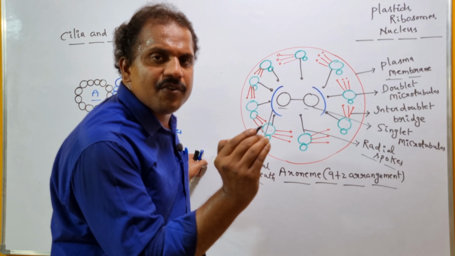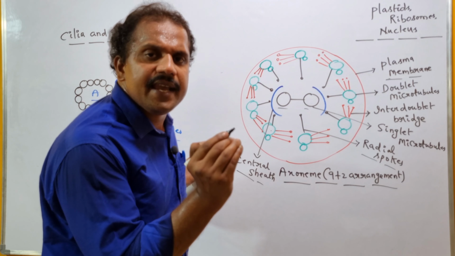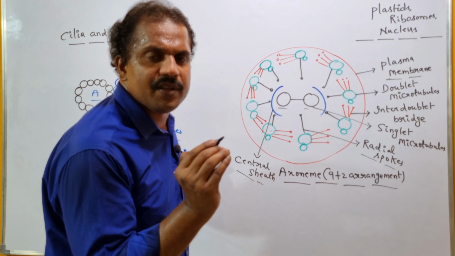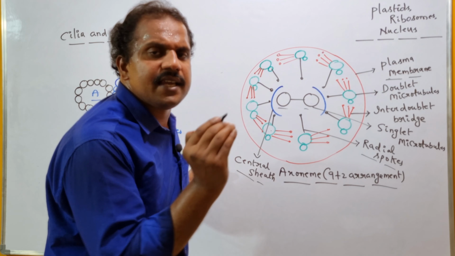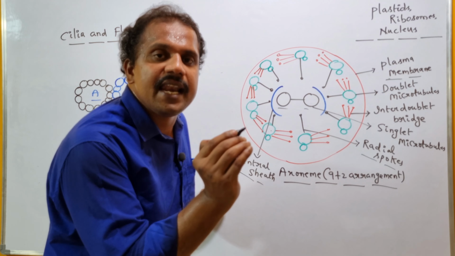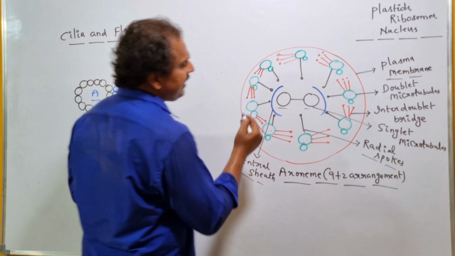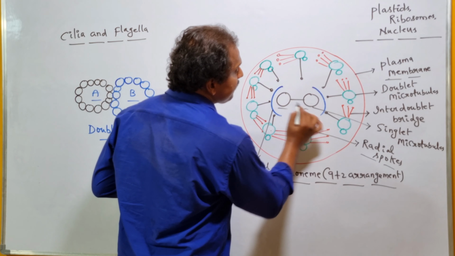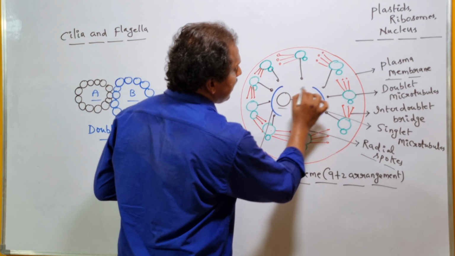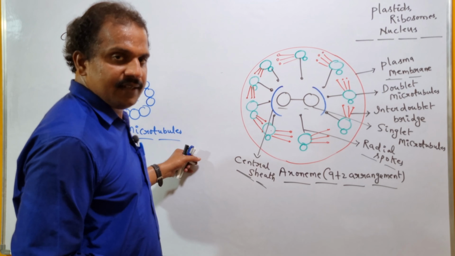Here, one doublet microtubule is capable of associating with the neighboring doublet microtubule by taking advantage of the inter-doublet bridge and linker proteins. The linker proteins and the inter-doublet bridge play an important role in interconnecting the neighboring doublet microtubules. Is it clear? And in addition to this, on the interior side we can observe a pair of singlet microtubules. The pair of singlet microtubules are enclosed or protected by the central sheath. Is it clear?